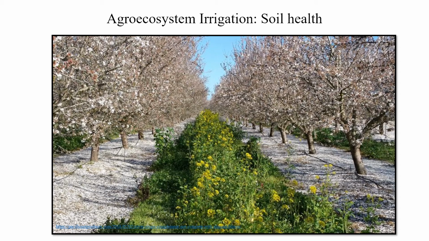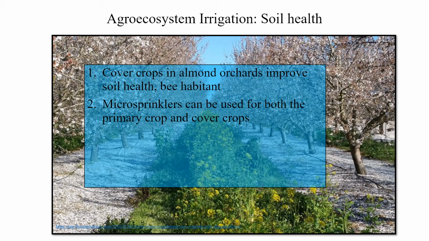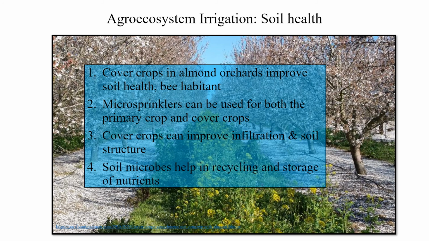For example, we need to design systems that can provide water to both the tree as well as the cover crops in some areas where cover crops are proven to be viable, because these cover crops have many benefits. They can improve soil health, but they can also improve bee habitat, which is important for pollination. So micro sprinklers in this case would be very useful because they provide water between the interrows where the cover crops are growing. And these cover crops also help with soil microbes, which are critical in nutrient recycling and storage.